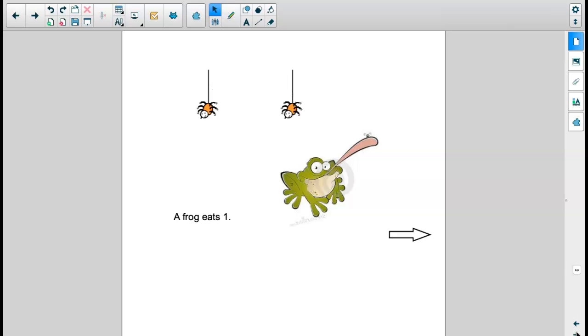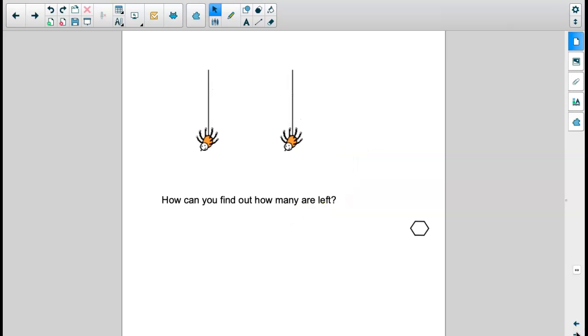A frog eats one of the bugs. Now it's gone. It's separated from the group. So the question you hear is, how many are left? How can you find out how many bugs are still there? How many spiders? You're right, you can count them. And we see that there are 2 still there.